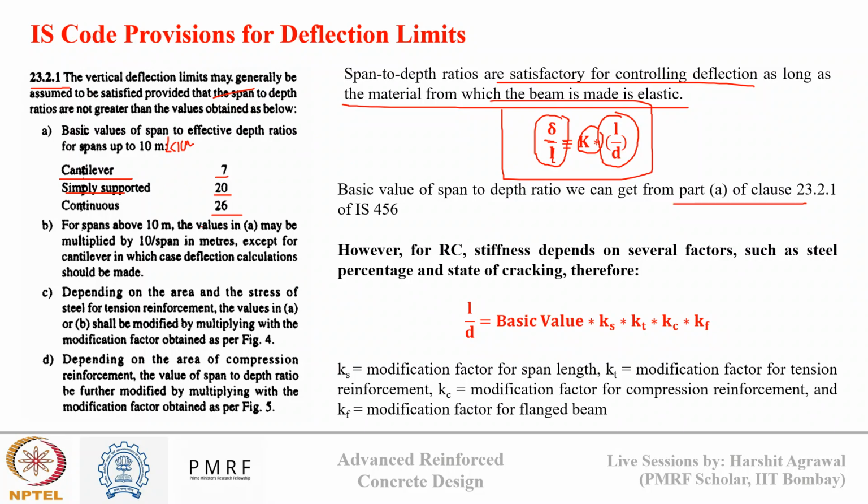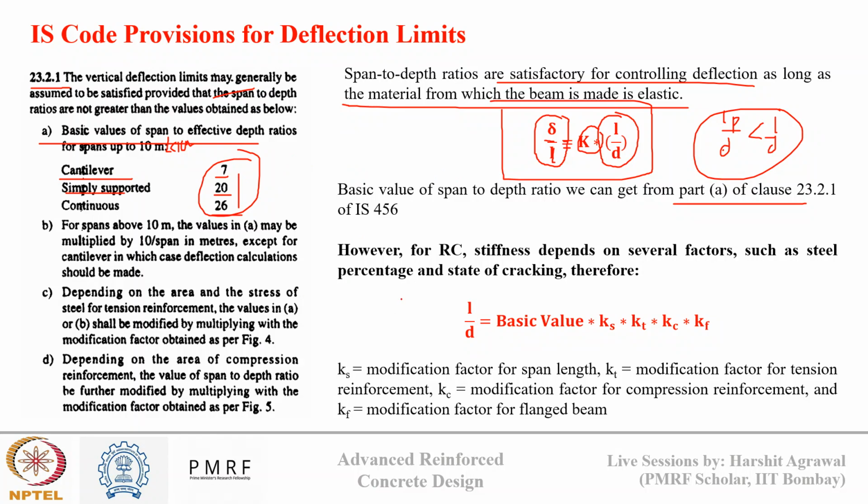Now, this is the limit that code is saying should be there. If the L provided by D is less than these values that are recommended by code, then we can say that the deflection will be under control. If the value that we have provided is more than these limits, then we say that the deflection is not under control and we need to redesign the section. So this is how these values are important to us.